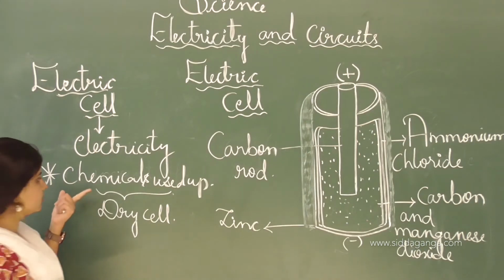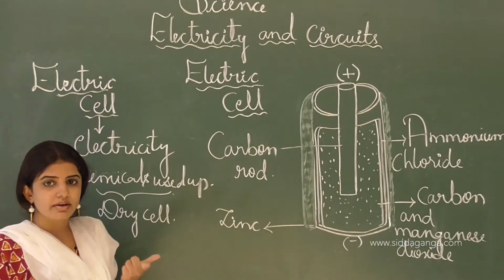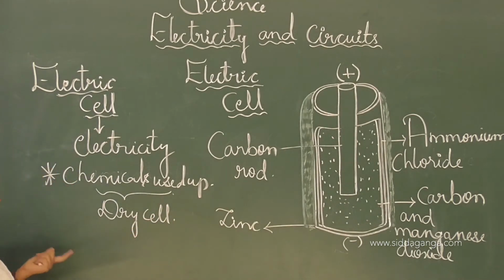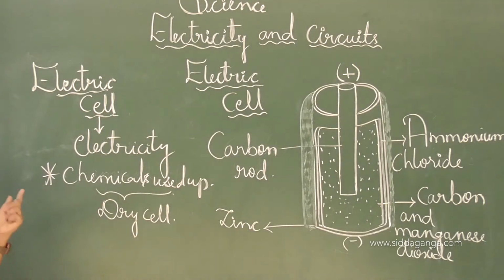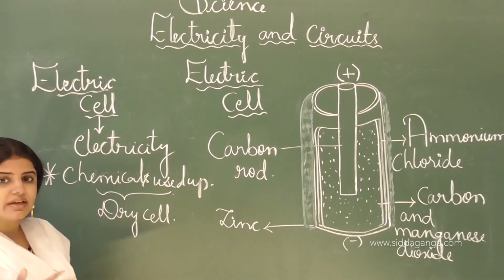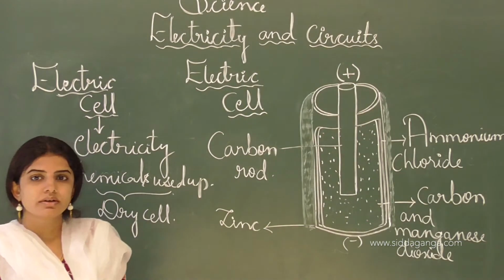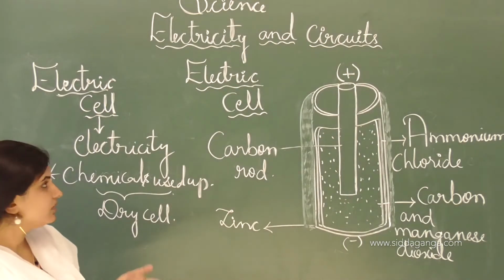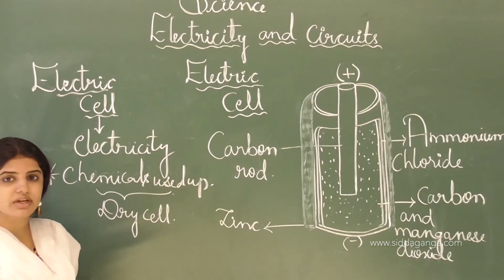Since the chemicals will be used up, and after that no more chemicals will be present in the cell, that's why it is called a dry cell. And see, this is the short information about the electric cell. An electric cell is a device which converts chemical energy into electrical energy, and thereby this is the definition of the electric cell.